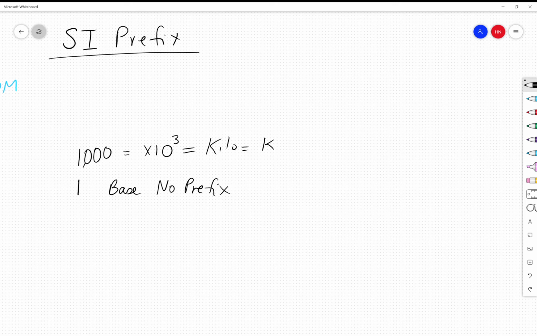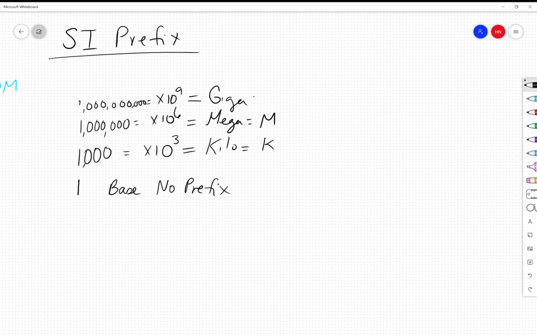If we have 1,000,000, or 3 more zeros, that would be times 10 to the 6th, and we say mega, or we just write the capital letter M. If we have 9 zeros, maybe I'll just put the times 10 to the 9 here. That would be giga, or just capital G. And it keeps going up as many as you can. But again, it's kilo, mega, giga.